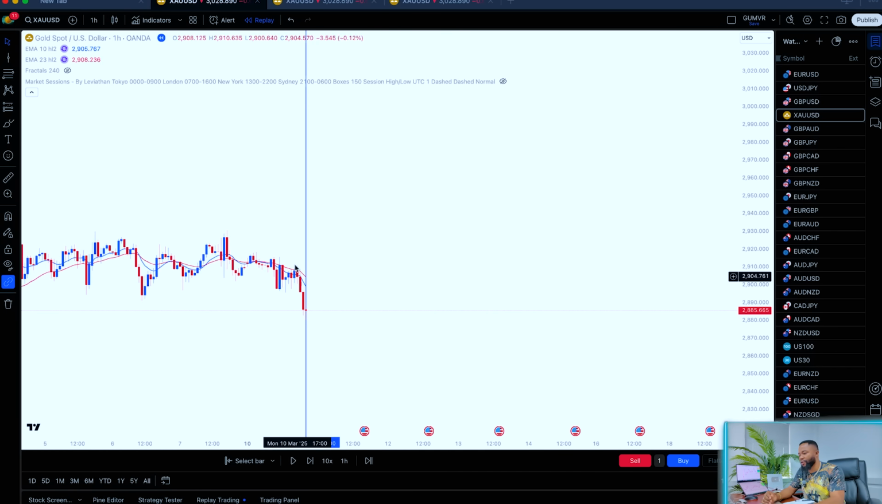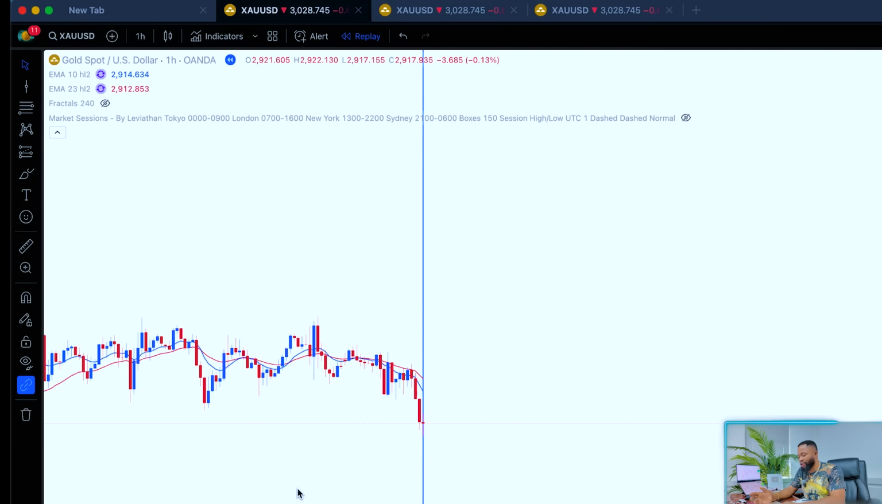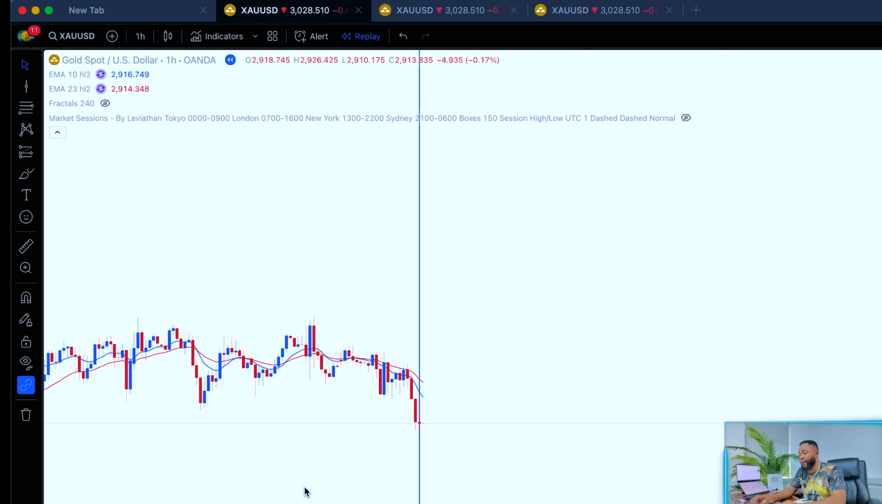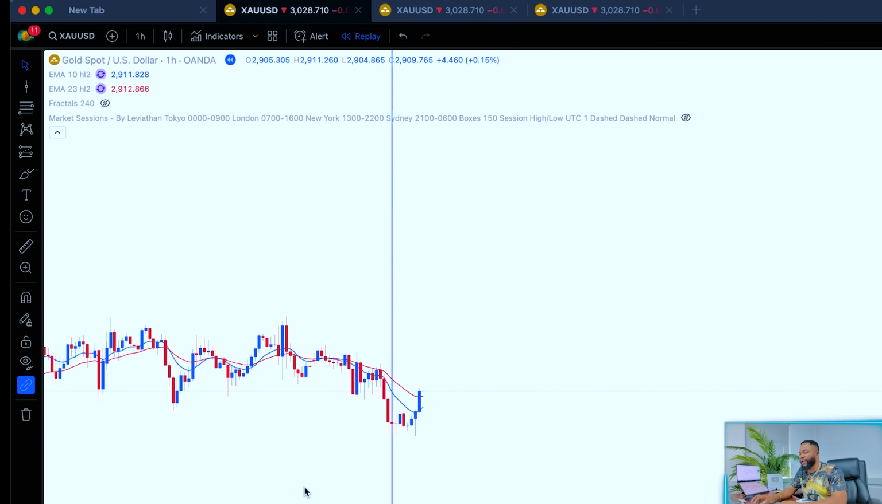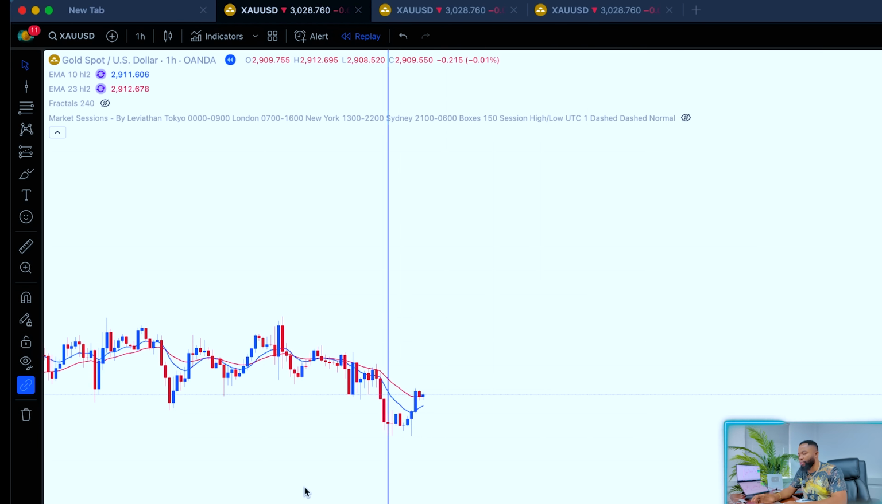We already have our two indicators right here. So let's just start forwarding as if we're trading that day. So what are we looking for? We are looking for the next cross that's going to confirm a bullish trend for us.